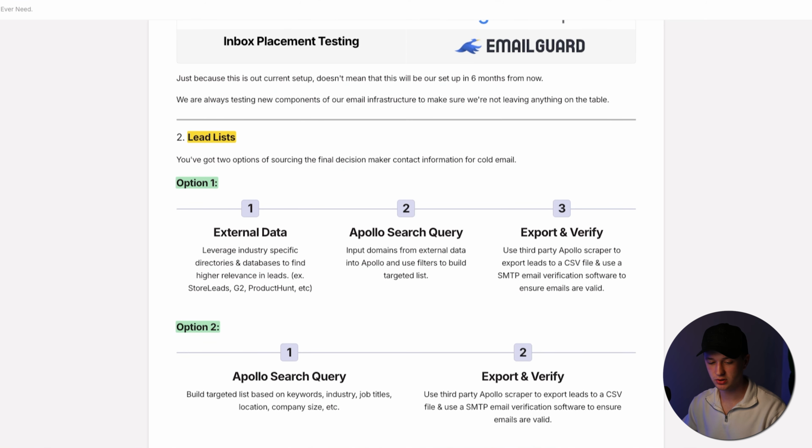Next is the lead lists. So you have 2 options when sourcing the final decision maker contact information for cold email. That's really what the goal is. We don't want to contact info@ or support@ emails. We want to contact the specific decision maker's email to get right in front of them. So there's really 2 options.